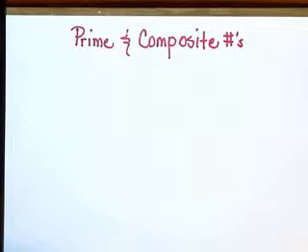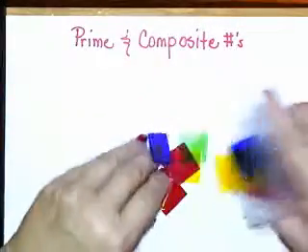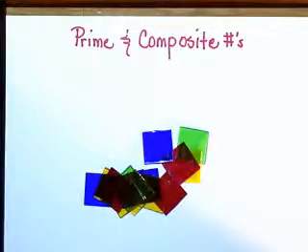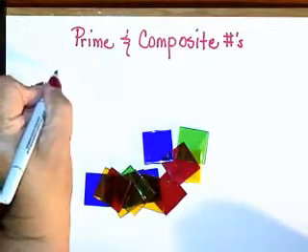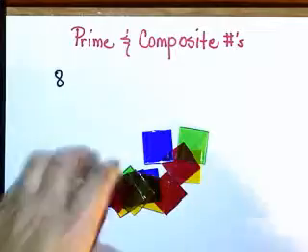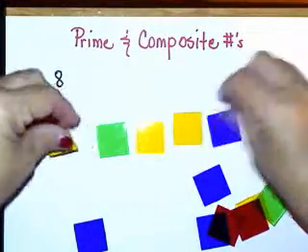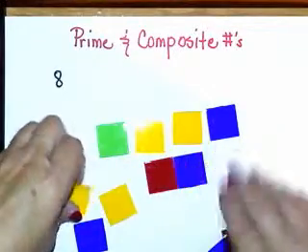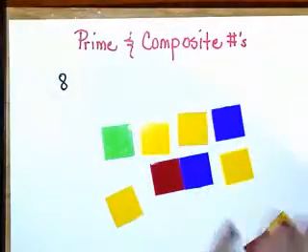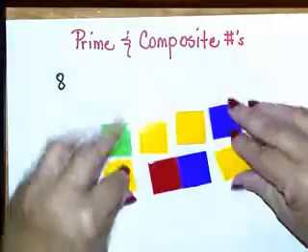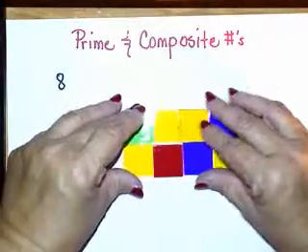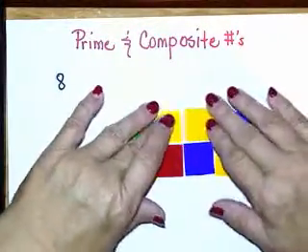In this video, we're going to talk about prime and composite numbers. There are a couple of ways that we can look at trying to determine whether or not a number is prime or composite. Okay, let's take the number 8, for example. If I count out 8 tiles, then I can make a rectangle out of those 8 tiles.